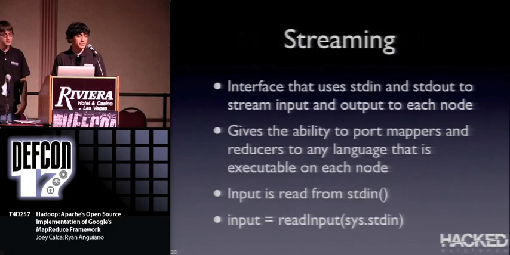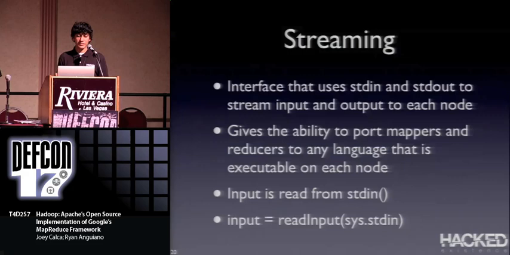So now we're going to talk about streaming. Streaming is really cool. It's basically an interface that uses standard in and standard out to stream the input and output to each node. So it basically gives you the ability to port mappers and reducers to any language that you can read from standard in and write to standard out. Input is read from standard in. Here's an example in Python. Input variable is system.standardin, basically running through the read input function.